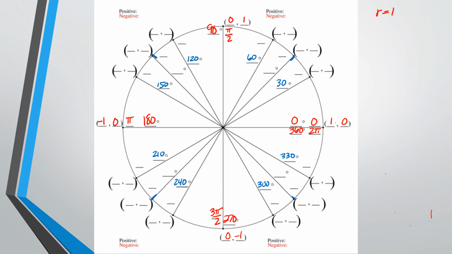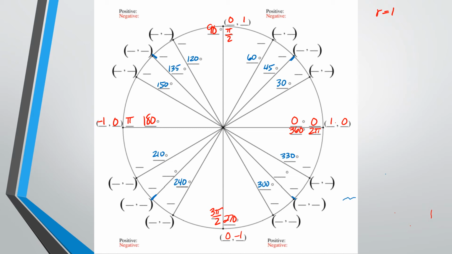Now I have to do it by 45. So this is where I'm going to fill in those missing angles. So my first quadrant is going to be 45. Now I'm just going to keep adding 45s. If I added 45 to 45, that gets me up to 90 again, which is already there.